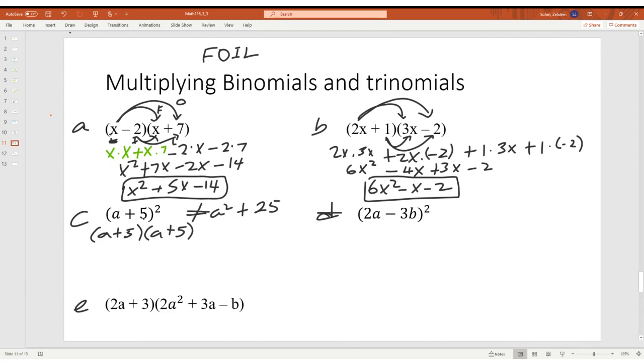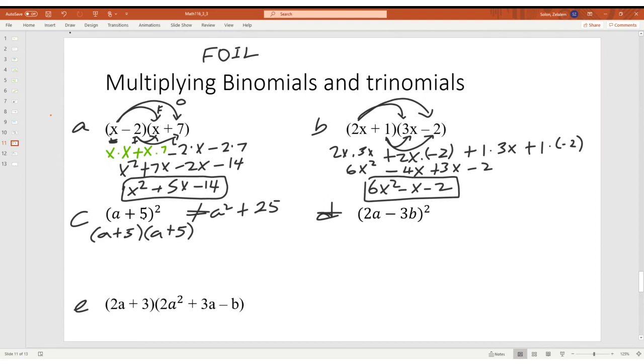Okay. Please do not just square the numbers and put the answer. It is a binomial product so you have to multiply the first binomial, which is a plus 5, by itself, a plus 5. That's the definition of square. If you have 2 squared, it means 2 times 2. The same way, if you have a binomial squared, you have to multiply the binomial by itself, not a squared plus 5 squared. That's not the answer. Okay, now let's do this. So it is not a squared plus 25. So let's figure out what it is.